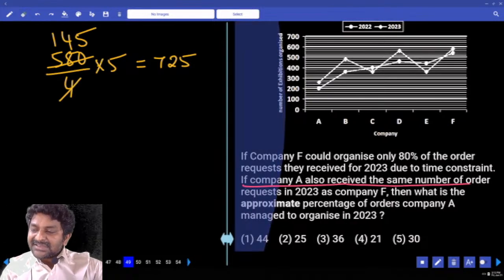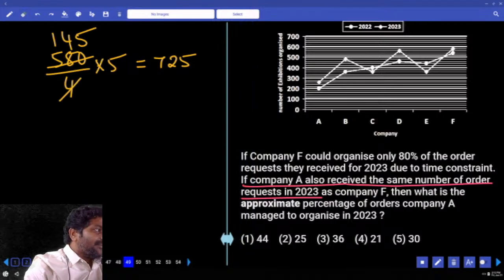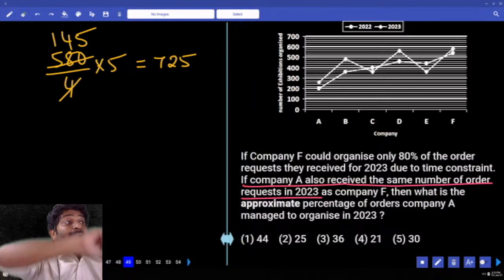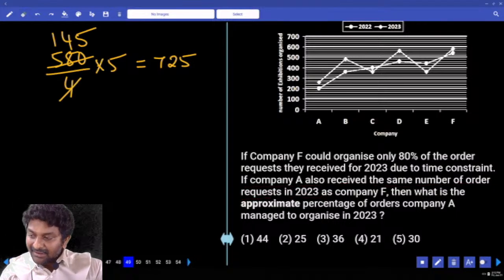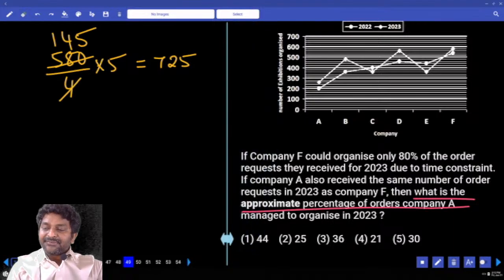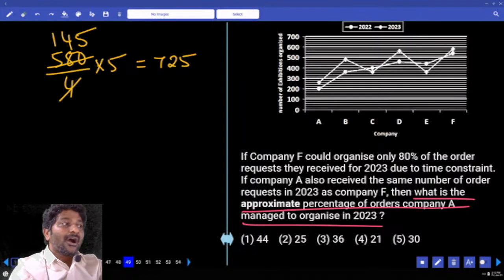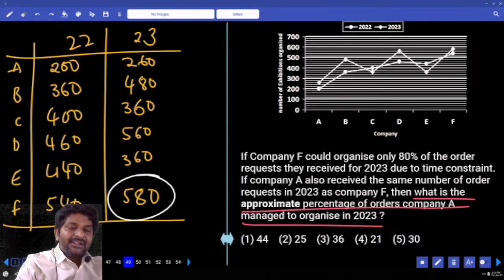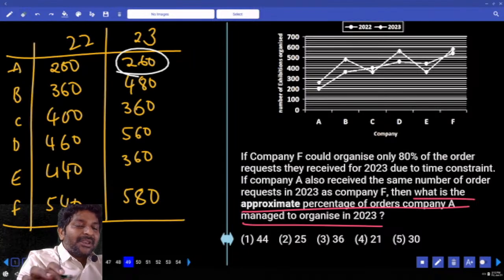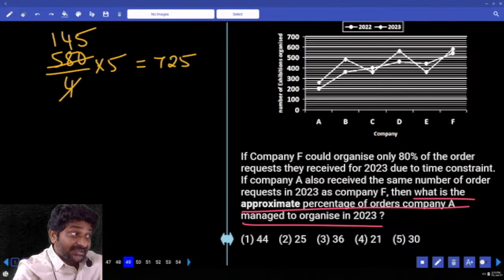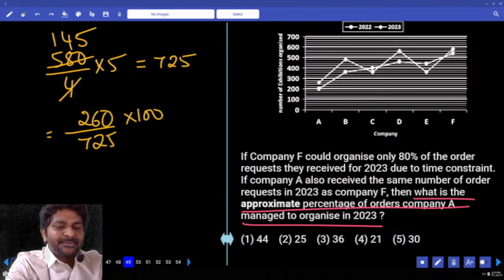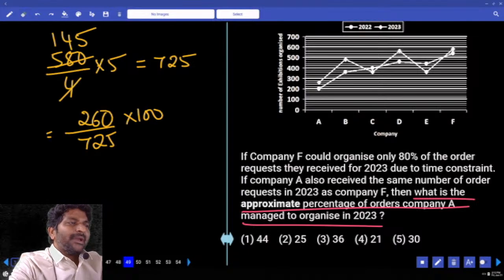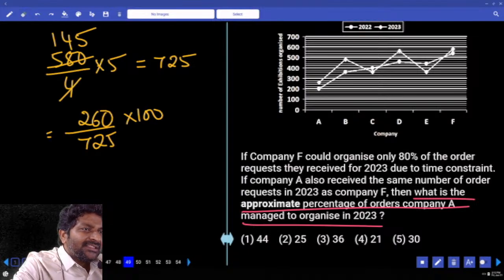A also received the same number of order requests in 2023. 725, that was with respect to F. And A is also getting the same number of requests. Then what is the approximate percentage of orders A managed to organize in 2023? In 2023, A organized how many out of the number of requests? Now this is the percentage that we were asked to calculate. Understood? Right. What is the approximate value of 10%? 70. In the numerator, how many 70s are there?